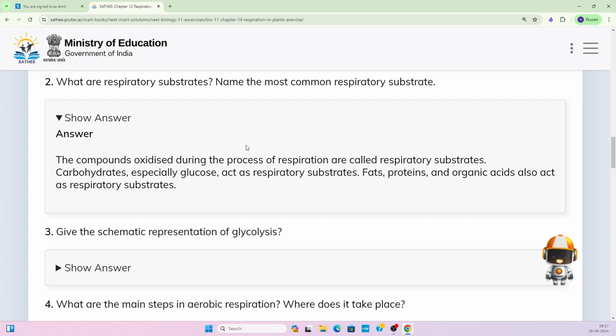And if it is another type of carbohydrate, it first changes to the simpler form, that is glucose. Suppose glycogen is used, so glycogen gets converted to glucose, and then it enters the glycolysis process, right? So carbohydrate is the first preference, but there are many other nutrients that also act as respiratory substrates, like fat, proteins, and other organic acids.